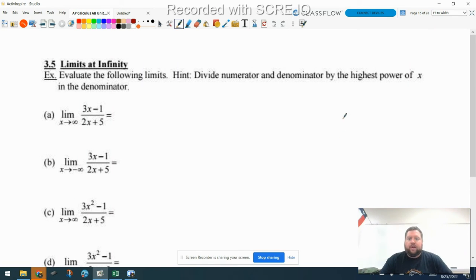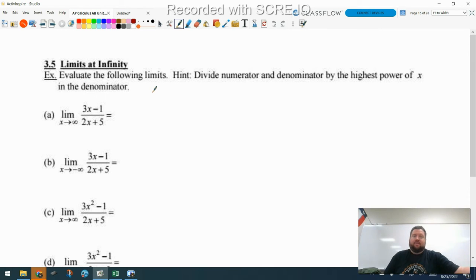All right, guys, today's lesson we are going to be looking at limits at infinity. We're going to be evaluating some limits as x goes to either infinity or negative infinity. Now, there is an algebraic way to do this, and that's given to you in this hint right here. Divide the numerator and the denominator by the highest power of x in the denominator.